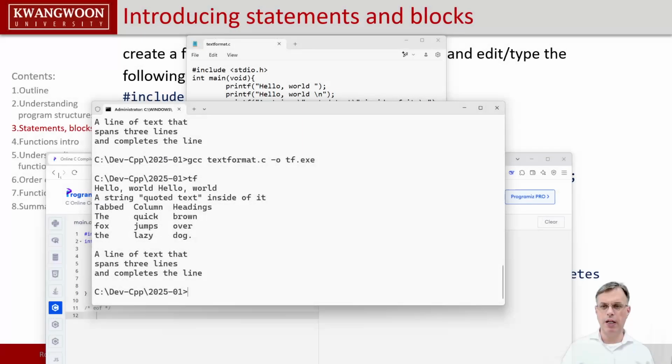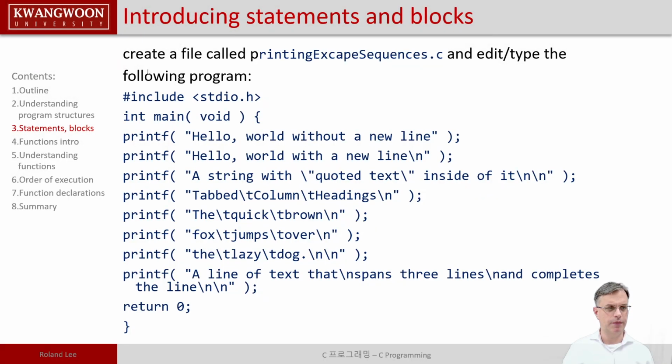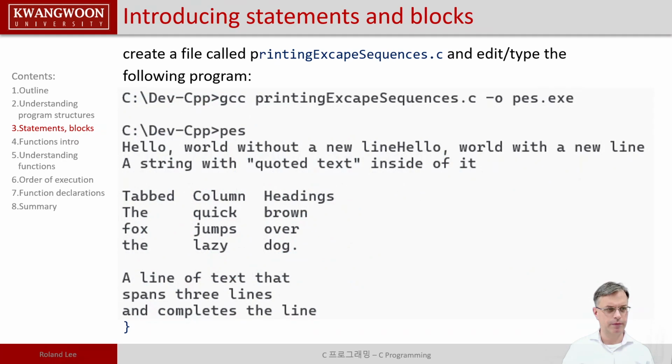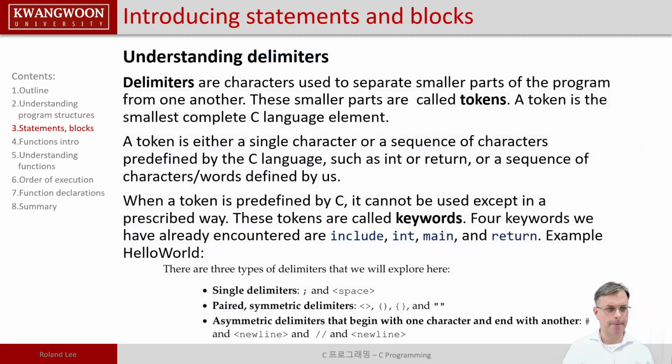Now continue with understanding delimiters. Delimiters are characters used to separate smaller parts of the program from one another. These small parts are called tokens. A token is the smallest complete C language element.